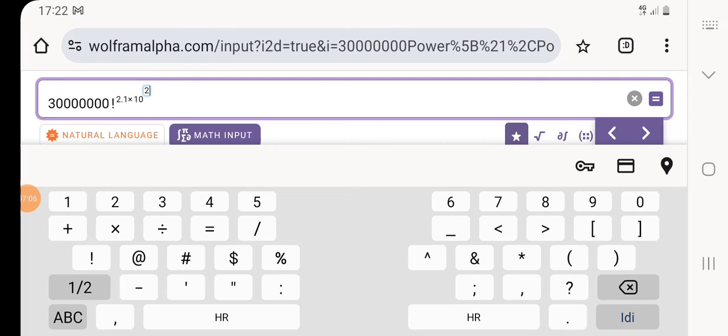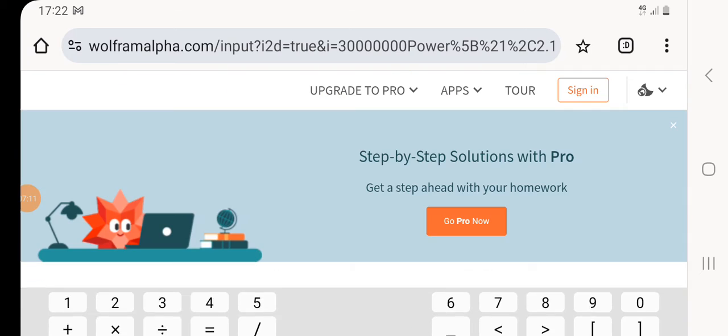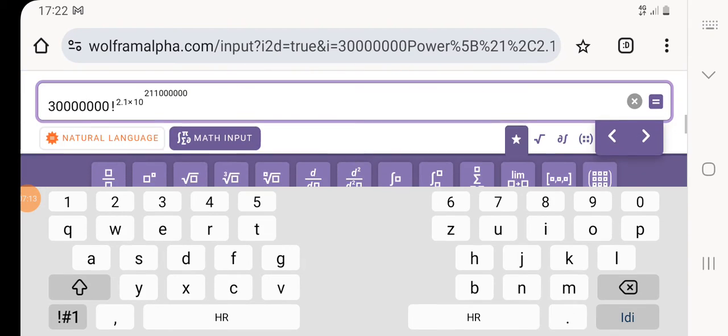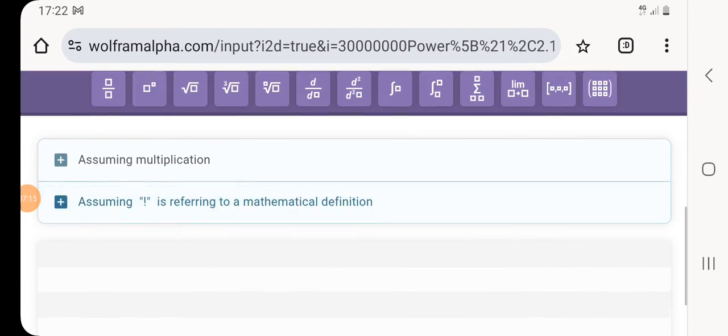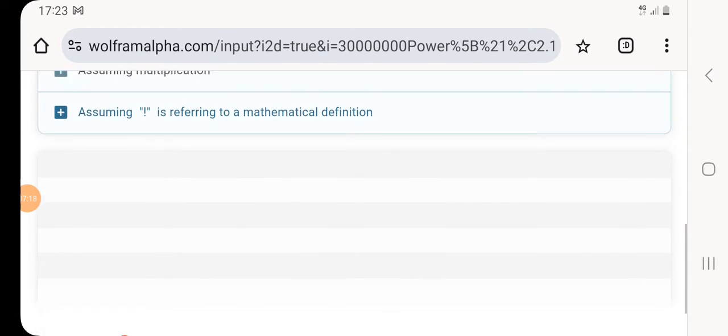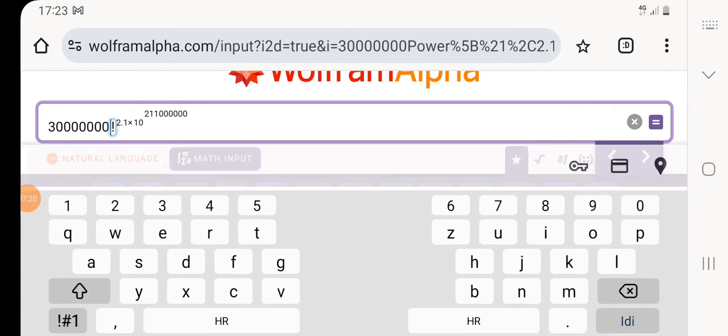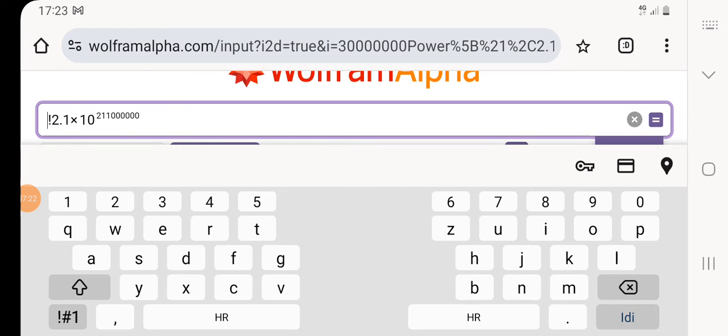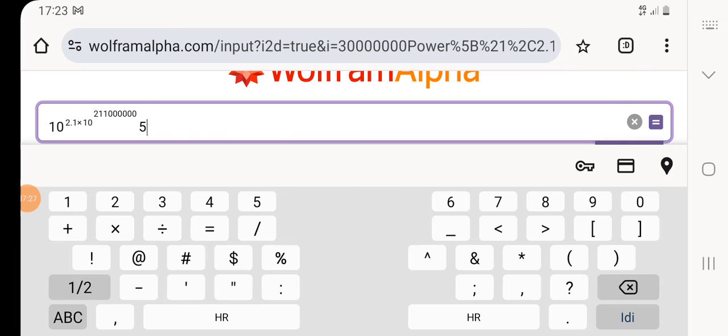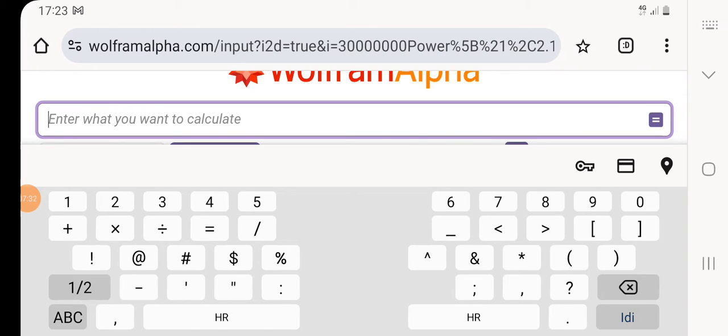To the power of 211 million. Great, just great. I think it was 58. Nice. This must give us a total of 10 to the power of 10 to the power of 10 to the power of 7. But here's where it gets creepier.